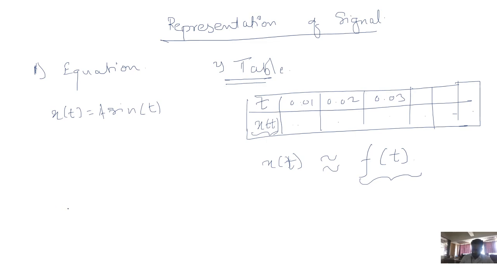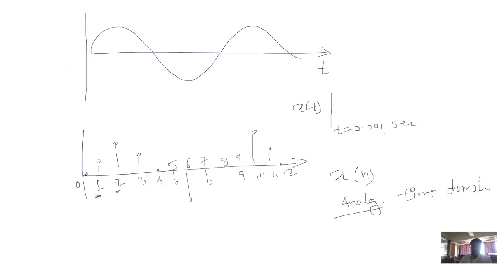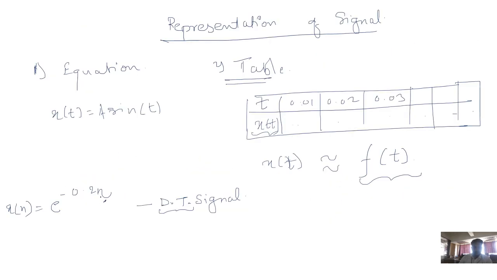Okay, for example, I have a signal say e raised to minus 0.2 n. Now here understand this is a discrete time signal, so it is called a DT signal. How did I understand this is a discrete time signal? Because there is an n. If it had been t, this would have been a continuous time signal, a CT signal. Whereas now it is n, so this is a discrete time signal.